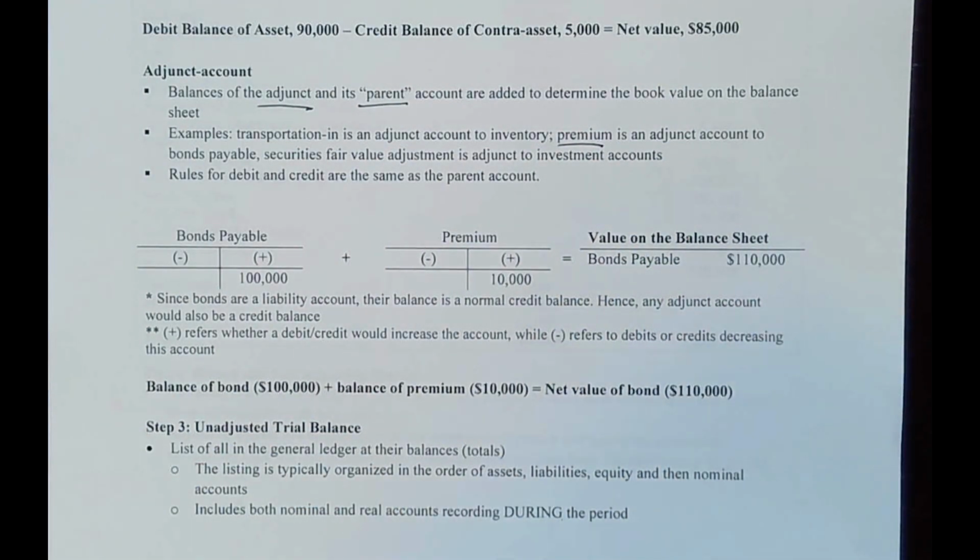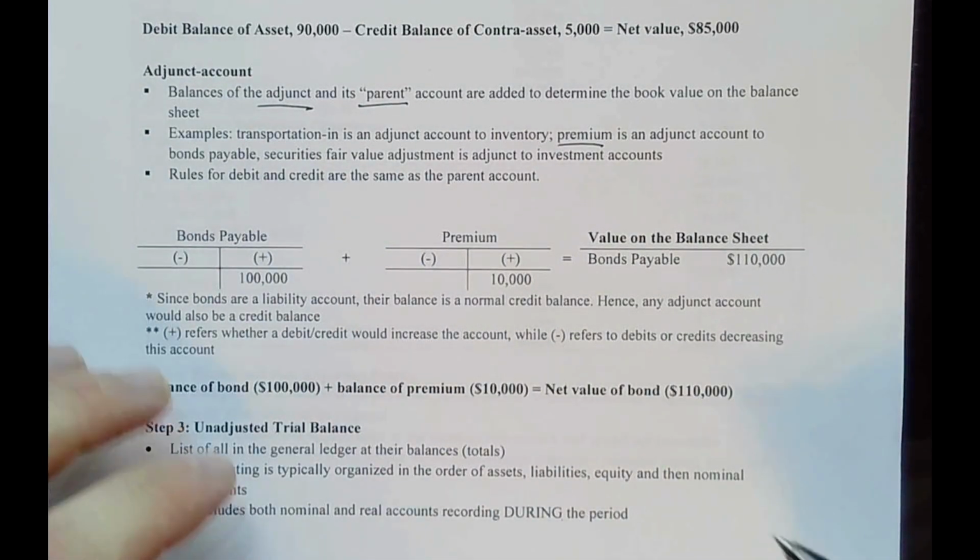Premiums are recorded on any financial instrument that has an interest rate where the market rate of interest is less than the stated rate of interest offered by the financial instrument. You might have seen them in Principles of Financial Accounting in that respect. We're going to look at it a little bit more in Notes Receivable.